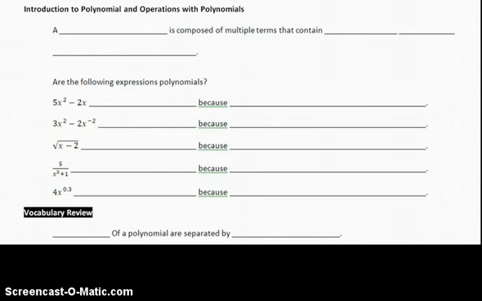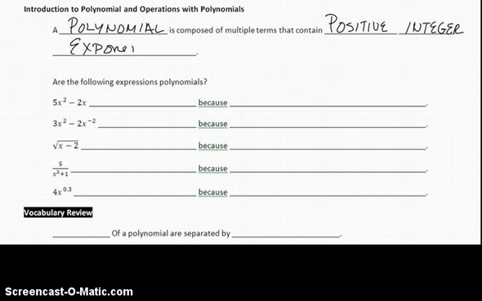All right, so let's begin. First off, a polynomial has multiple terms that contain positive integer exponents. So our exponents in our equations have to be positive whole numbers. Let's look at some examples and see what we think. 5x squared minus 2x. Do you think that is or is not a polynomial? Is a polynomial. I'm just going to write is a poly because it only has positive exponents. I should say positive integer exponents.